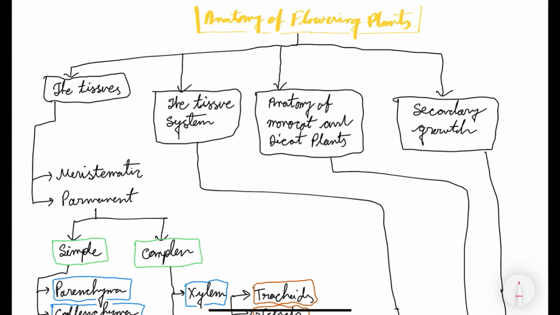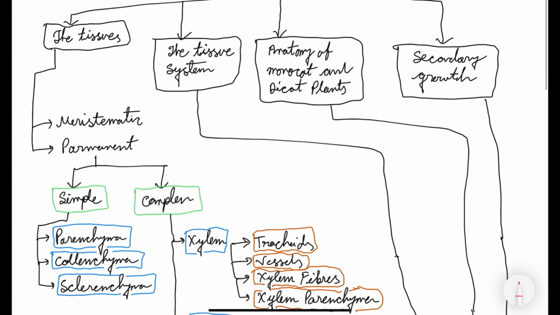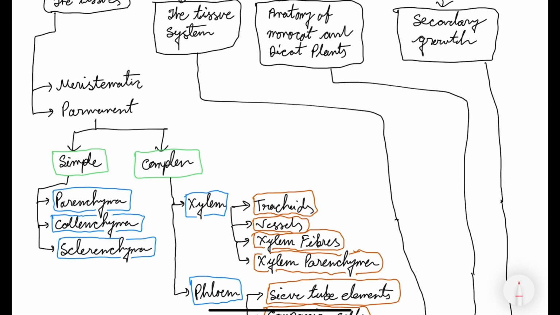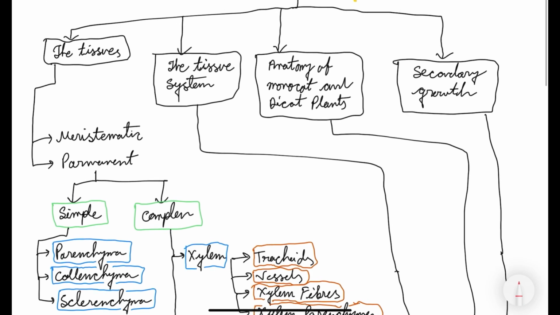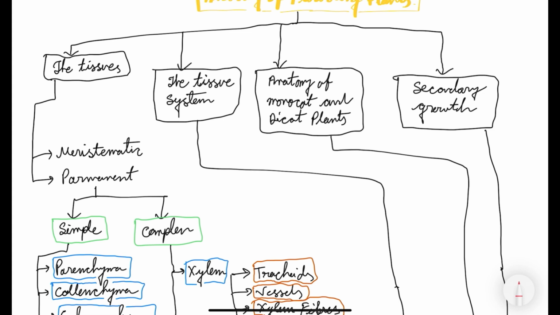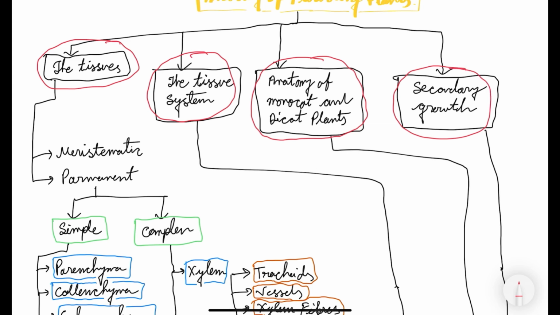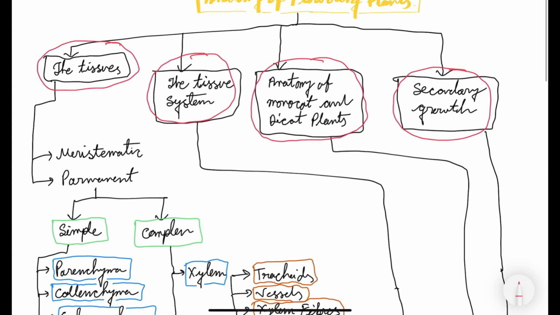It's not the description of the chapter, but more of an overview of the chapter. You can say it's a topic map of that chapter, Anatomy of Flowering Plants. So in this chapter, you have four parts. First, you're going to read about the tissues. Second, you're going to read about the tissue system. Third, you're going to read about the anatomy of monocot and dicot plants. And fourth, you're going to study about secondary growth.